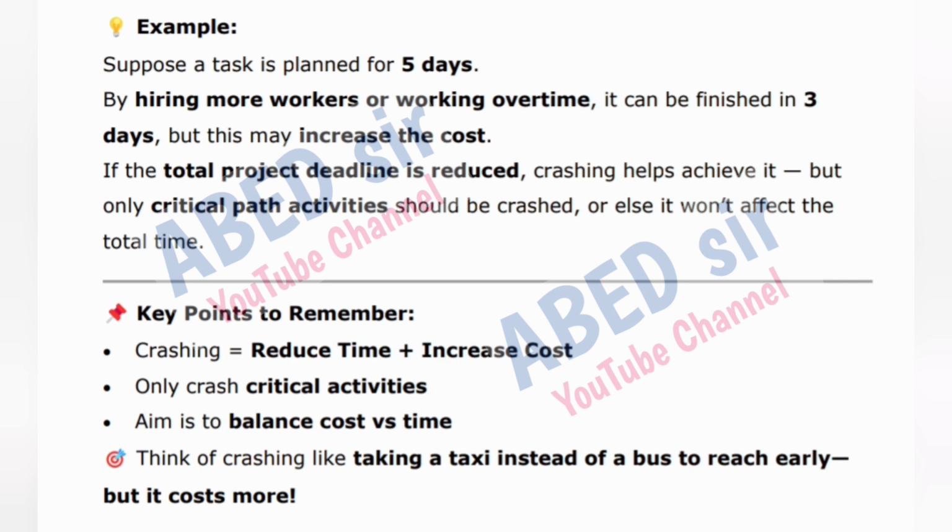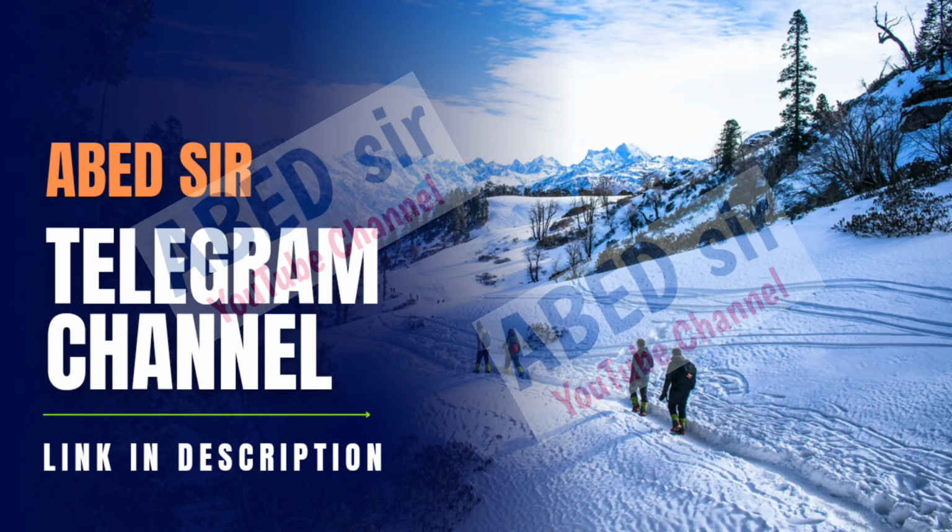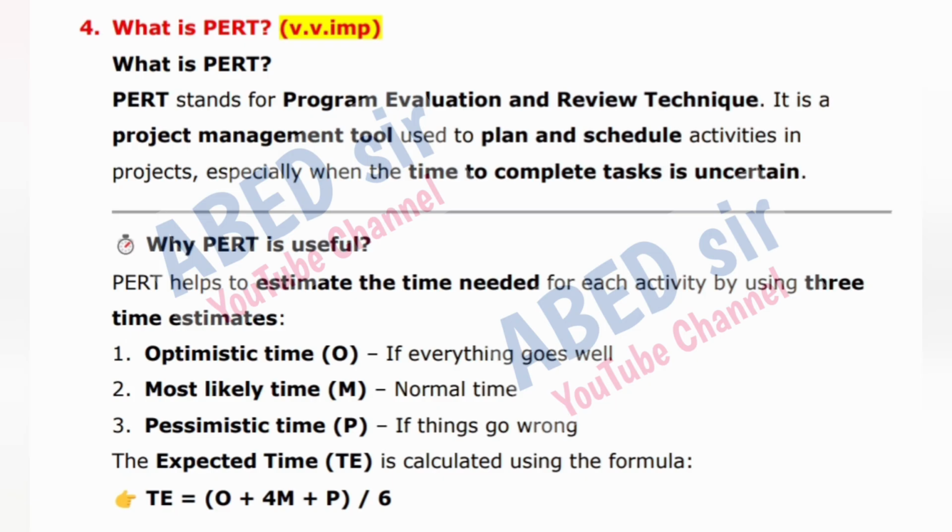Key points to remember: crashing is equal to reduce time plus increase cost. Only crash critical activities. Aim is to balance cost versus time. Think of crashing like taking a taxi instead of a bus to reach early, but it costs more. Next important short question is: 4.